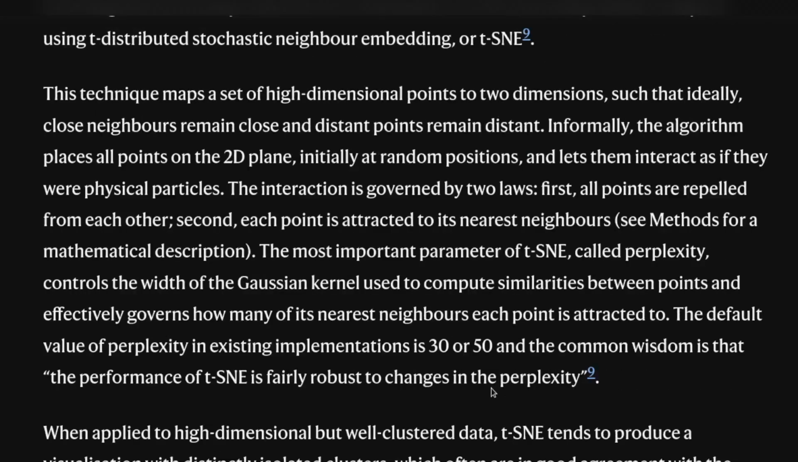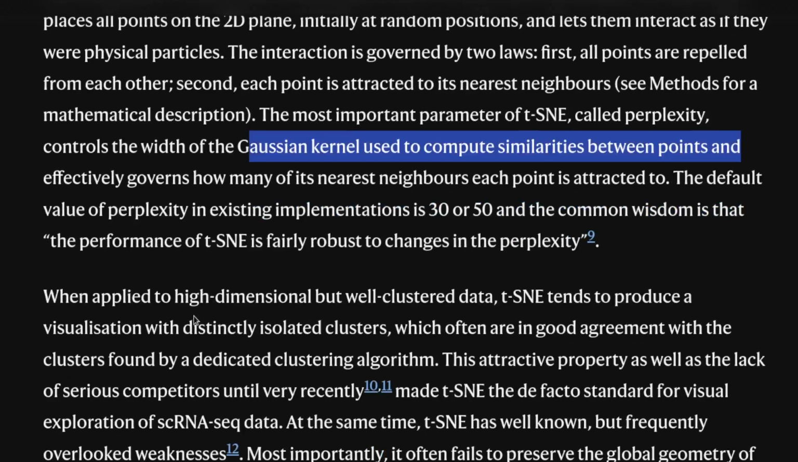The most important parameter of t-SNE, called perplexity, controls the width of the Gaussian kernel used to compute similarities between points and effectively governs how many of its nearest neighbors each point is attracted to. The default value of perplexity in existing implementations is 30 or 50, and the common wisdom is that the performance of t-SNE is fairly robust to changes in the perplexity. When applied to high-dimensional but well-clustered data, t-SNE tends to produce a visualization with distinctly isolated clusters, which often are in good agreement with the clusters found by a dedicated clustering algorithm.